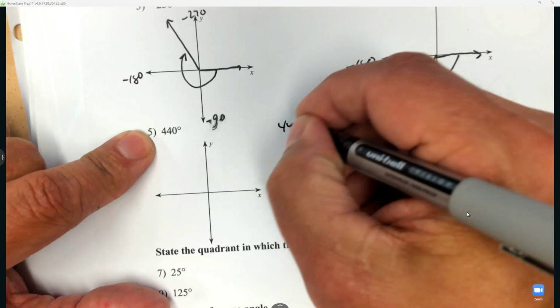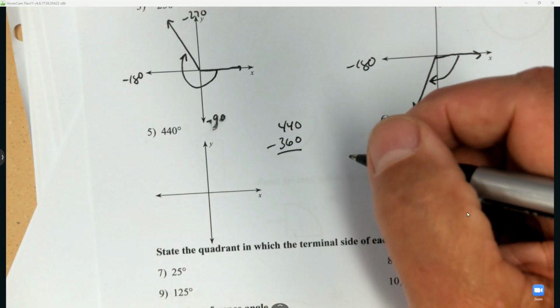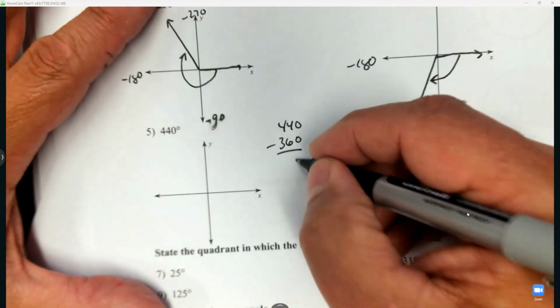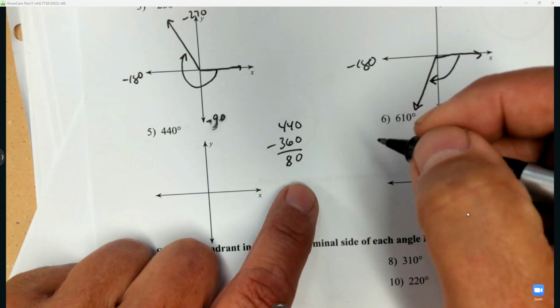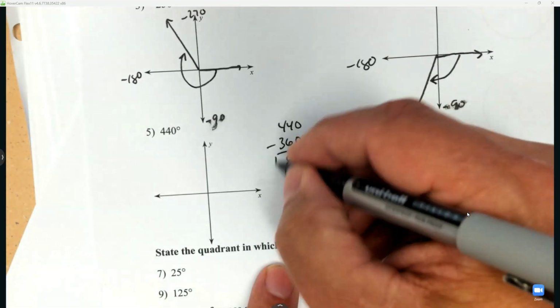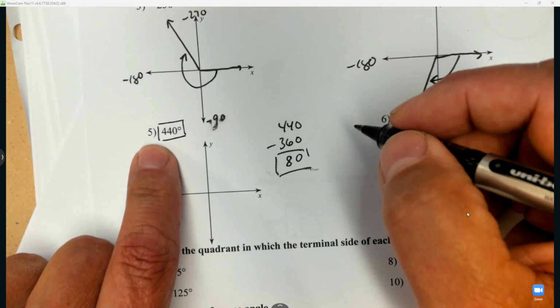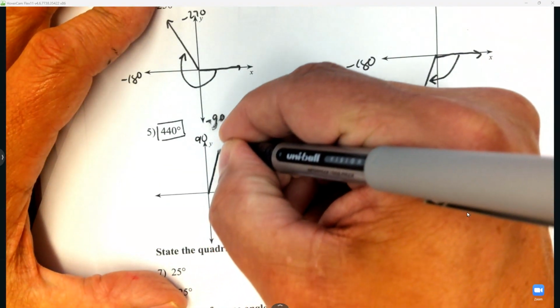440, that's bigger than 360. We're going to understand that angles are rotations, so this is more than one rotation. After one rotation, how much is left over? We subtract here and recognize 80 is left over. So 80 and 440 are coterminal. They share the same side. 80 is in quadrant number 1, and it's a little bit closer to 90.